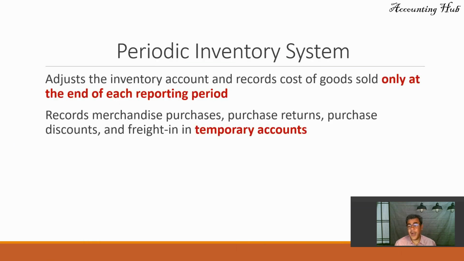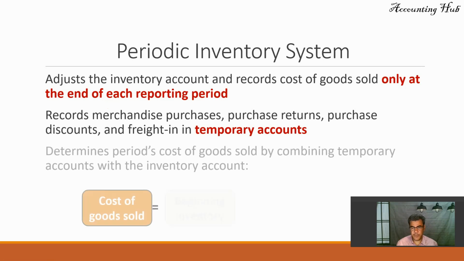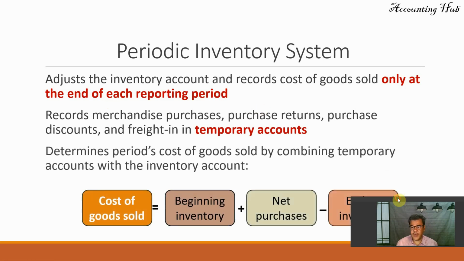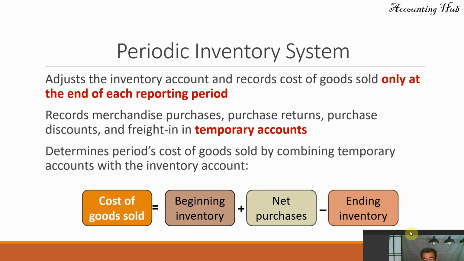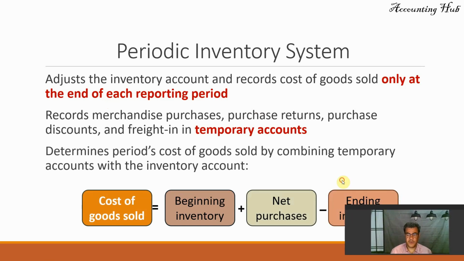And when we talk about merchandise, we have two methods. Periodic inventory system is not our topic today either. However, we also have a video about periodic inventory system. And what is the difference? Cost of goods sold, we record it only at the end of each period. And we use a formula here. Cost of goods sold equals beginning inventory plus net purchases less ending inventory.